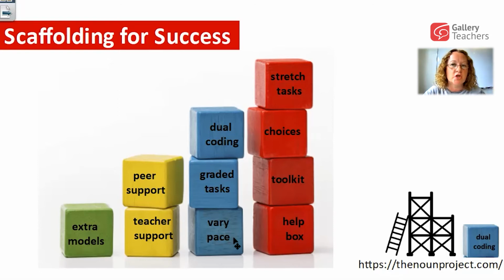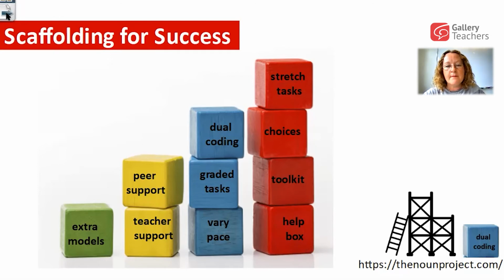If you can get them to use a chat box, you can see they're interacting with you, where they're at, and you can then make decisions about how fast or slowly you move through material. You can think about what stretch tasks you might add, what choices you might give. And this can go back to that slide we had with the different colored balls. Those choices might be based on preference, interest, ability, readiness. And we'll look at toolkits and help boxes in a moment. So these are all different ways of scaffolding.